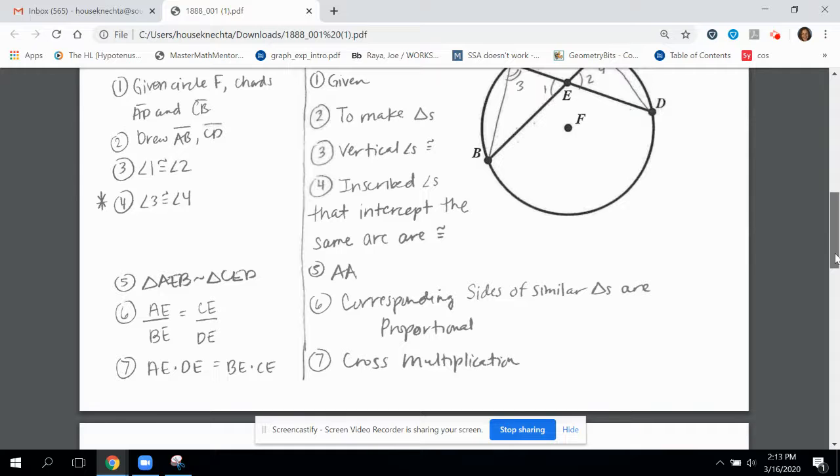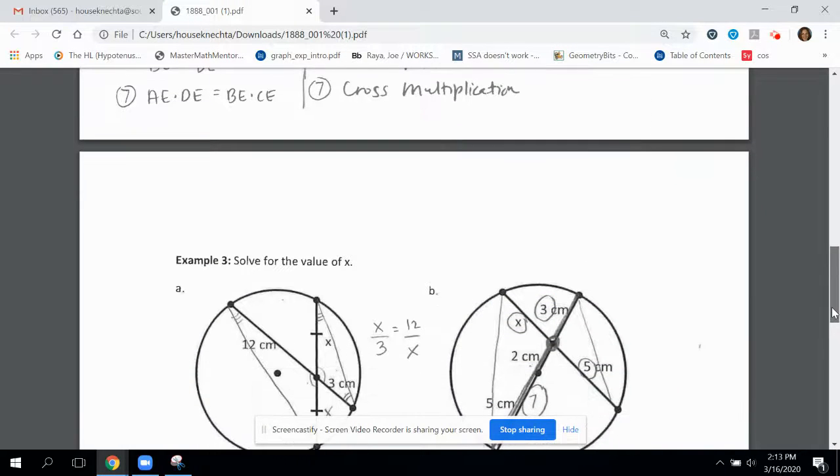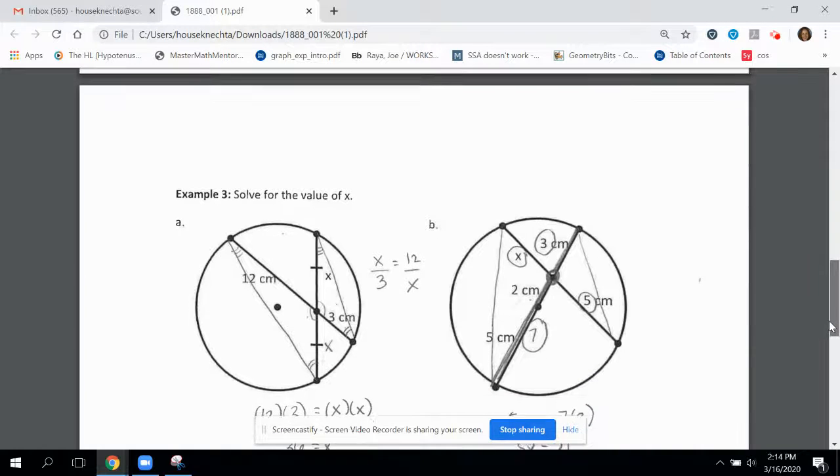You'll be expected to do a little bit with proof, but for the most part, we're just going to be solving for the values of x. So a couple more problems here.